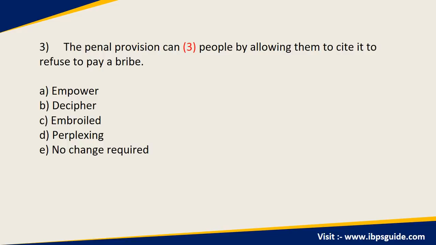The penal provision can empower people by allowing them to cite it to refuse to pay a bribe. Therefore, option A is the correct answer. We eliminated 2 options based on grammar and 1 option based on context.